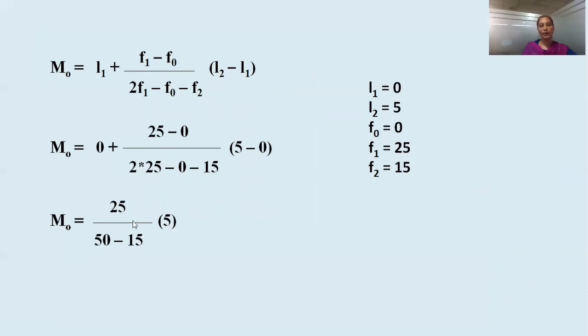Now we can multiply this 25 and 5, that is 125, and then we can subtract 50 minus 15, so we will get 35. This way we can write here 125 divided by 35. And after dividing this, we will get the mode value, that is 3.57.